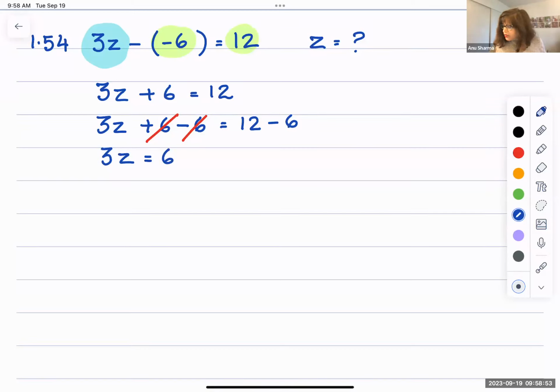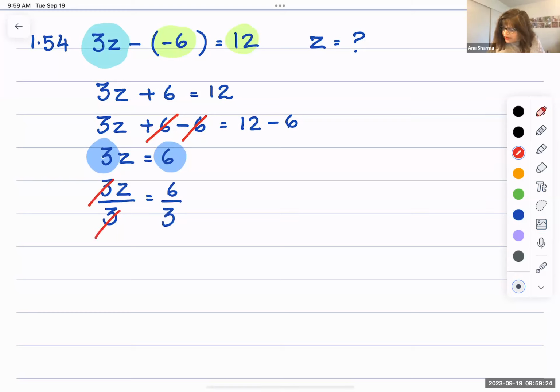Now we need to bring this number and this number together. So you should know that the z is multiplying with 3. So if you divide by 3, that cancels out the 3. And so here, 3. Okay, so next these two cancel out, and then this becomes simplified as 2. So z is equal to 2.